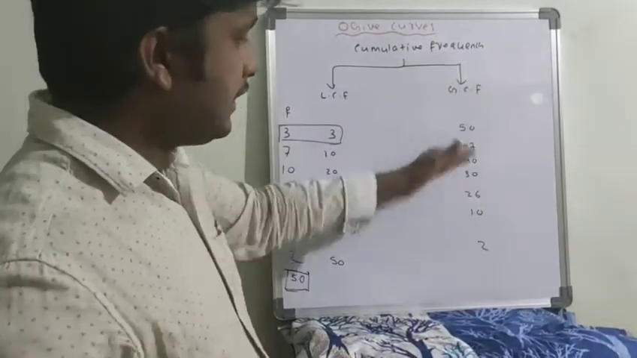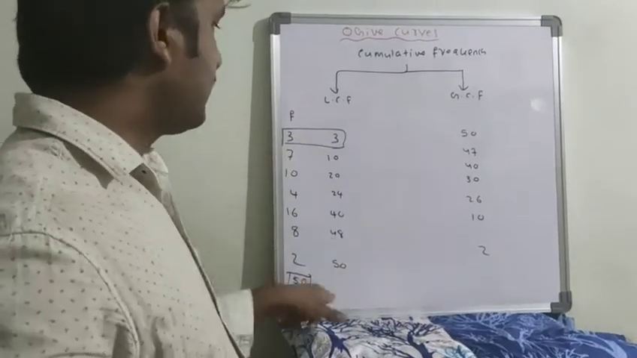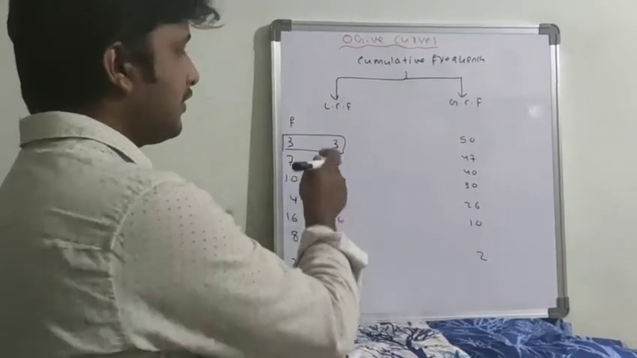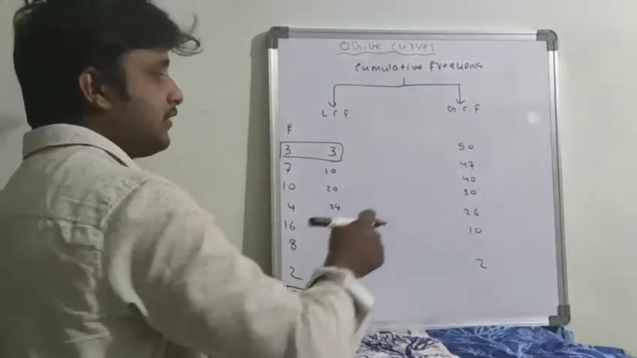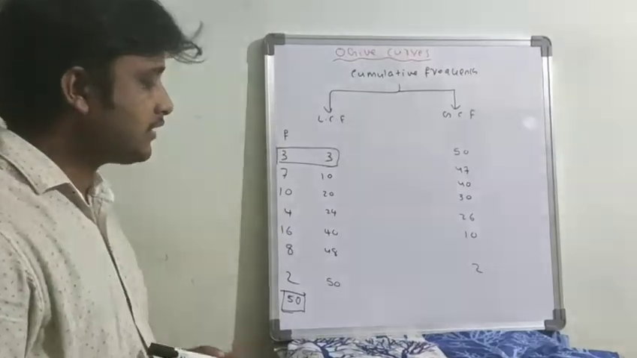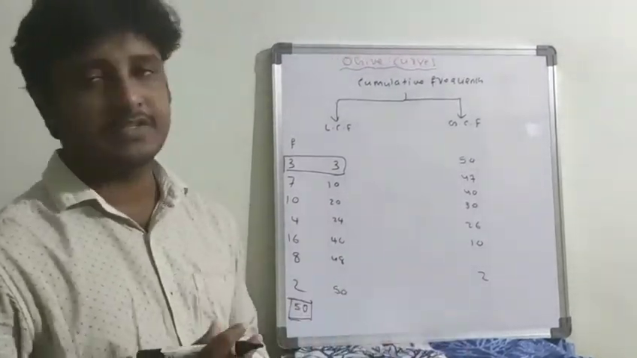So this is descending order, and that is ascending order. For less than cumulative frequency, the first frequency and the first observation are the same, and the last is the total frequency. Greater than cumulative frequency starts with the total frequency, and the last observation of the frequency and the greater than cumulative frequency are the same.